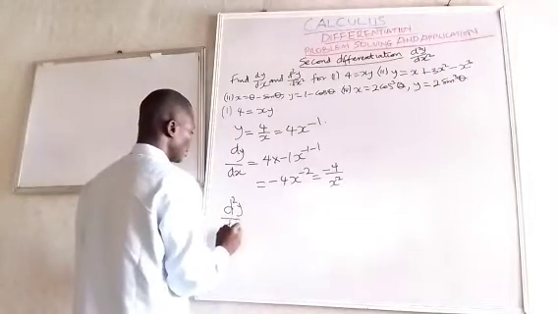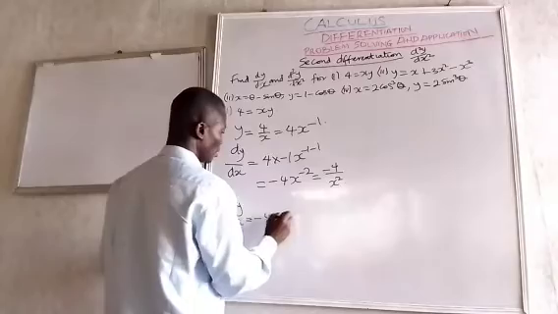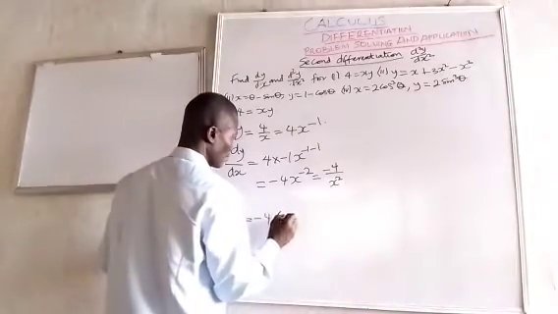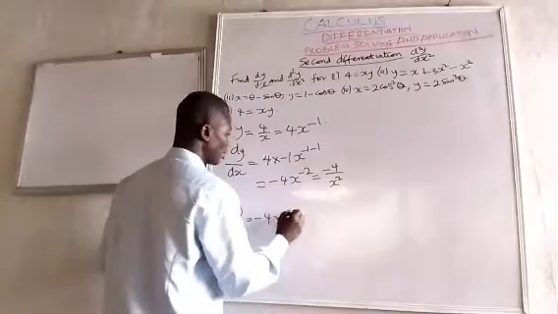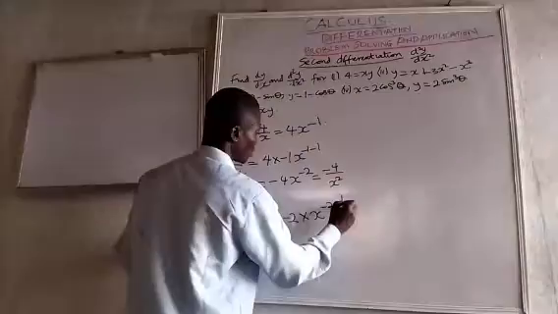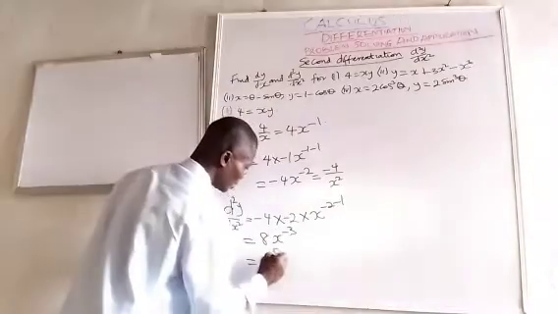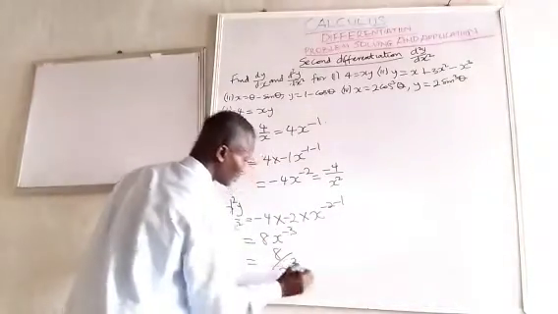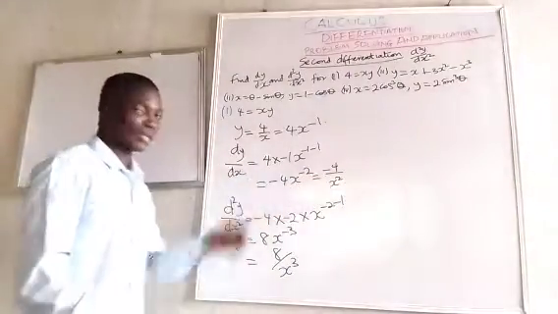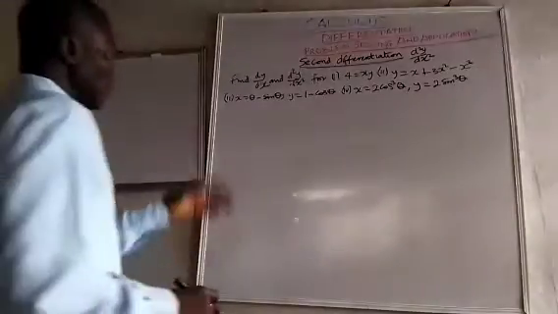Now let's quickly do the d²y/dx². The d²y/dx² will be equal to minus 4 into minus 2 times x raised to the power minus 2 minus 1, which is 8 into x raised to the power minus 3, which is 8 over x cubed. So this 8 is positive here, this one is negative. So that one is handled. Very simple, you can see. Now let's quickly do another one.